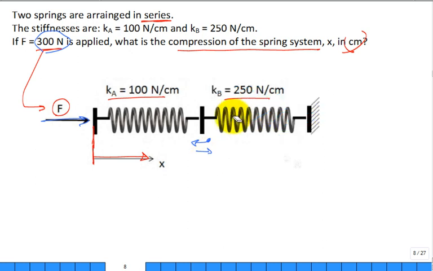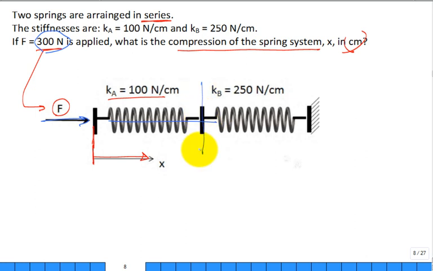What's the support, the wall doing on the second spring over here? Is it pulling with 300 newtons? Does it have zero force? No. It is a contact between this spring and the wall, and the wall is pushing back on that spring with a force of 300 newtons to keep it in equilibrium. True? Okay, so what happens is the force is transmitted through this.